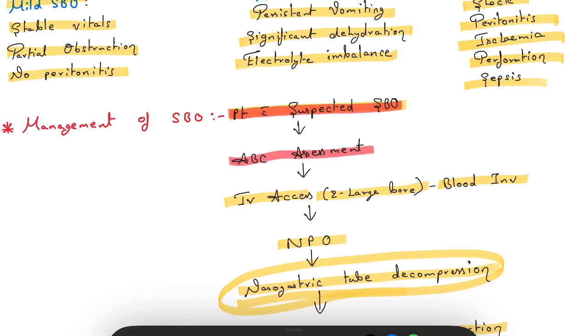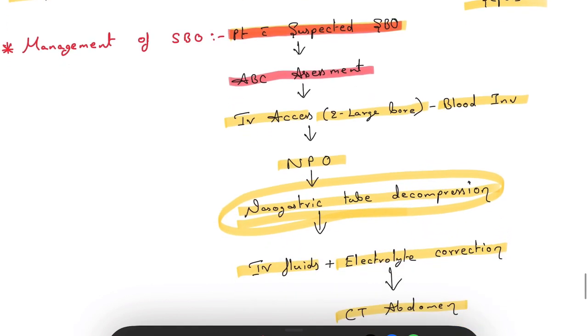Next circulation: two large bore intravenous cannulas, and we have to monitor blood pressure, pulse and urinary output, and take blood investigations. The urine output goal is greater than or equal to 0.5 ml per kg per hour, which indicates adequate perfusion. We also follow general measures, that is nil per oral. Then we give a nasogastric tube for decompression.